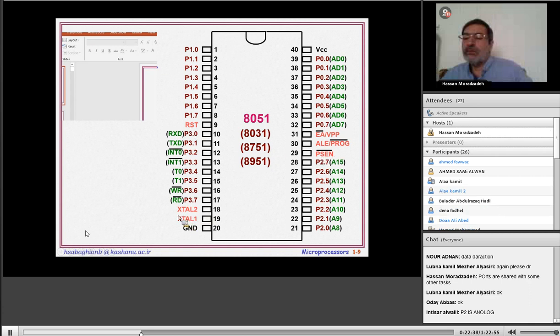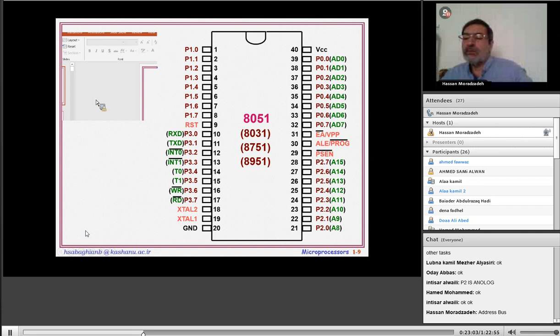This is address latch enable. We will see it in the coming slides. Address latch enable, or program for programming the EEPROM. External address, VPP for erasing the EEPROM. Program store enable. Reset and XTAL1, XTAL2.